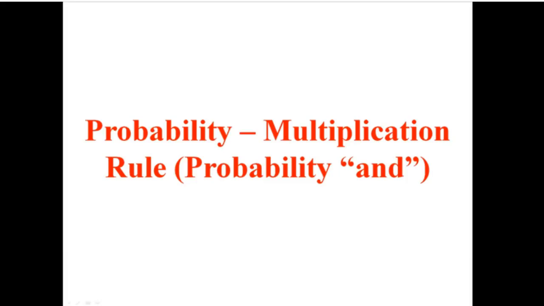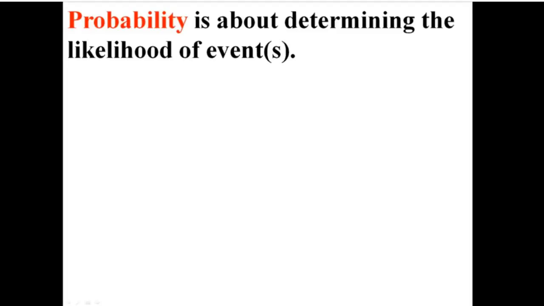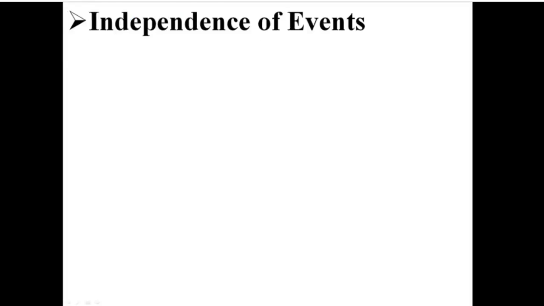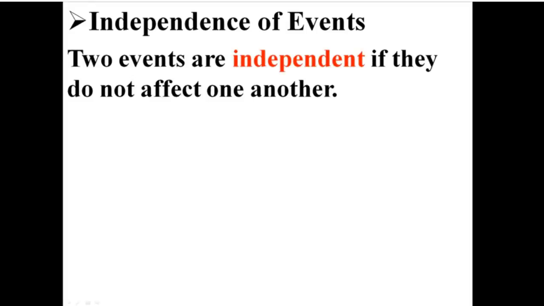Before I talked about the addition rule for probabilities, and now I'm going to talk about the multiplication rule. Remember that probability is about determining the likelihood of events. Now, first of all, I want to talk about independence of events. Two events are independent if they do not affect one another.